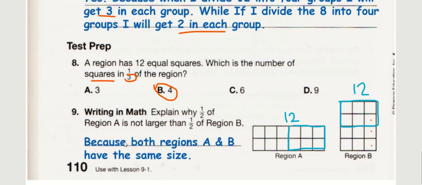Okay, so yes, because both regions A and B have the same size, the half of region A and the half of region B have the same size. One of them is not larger than the other.